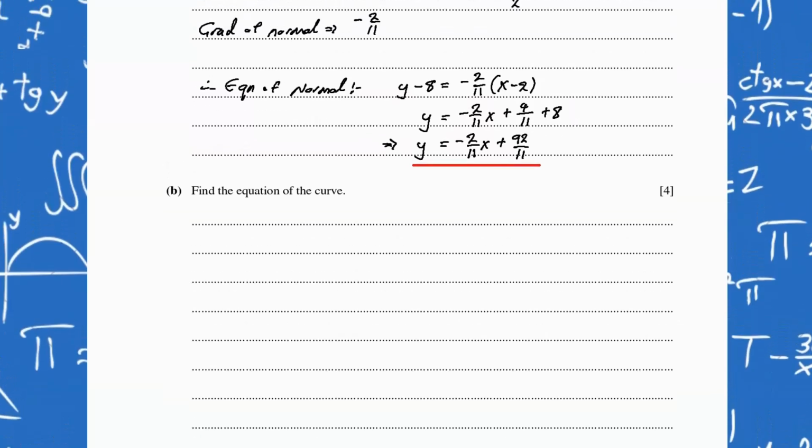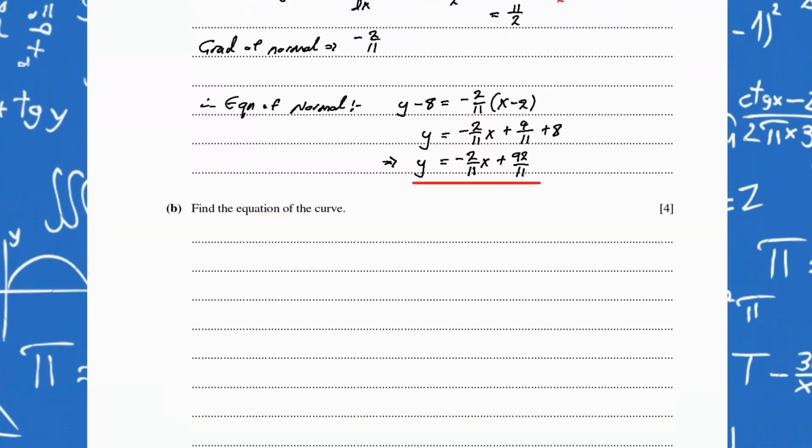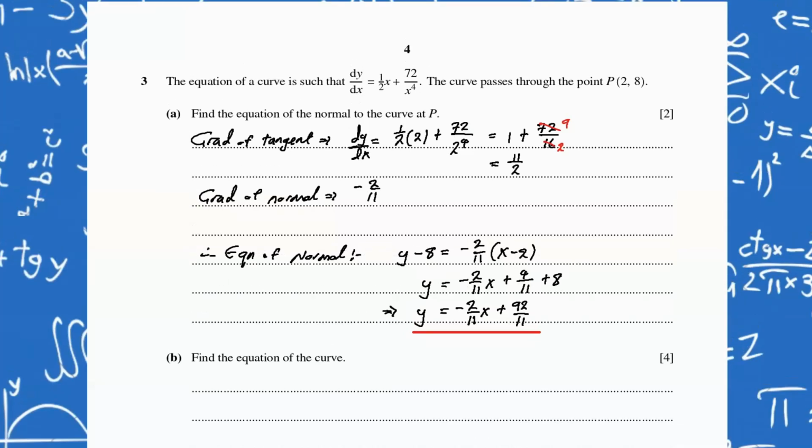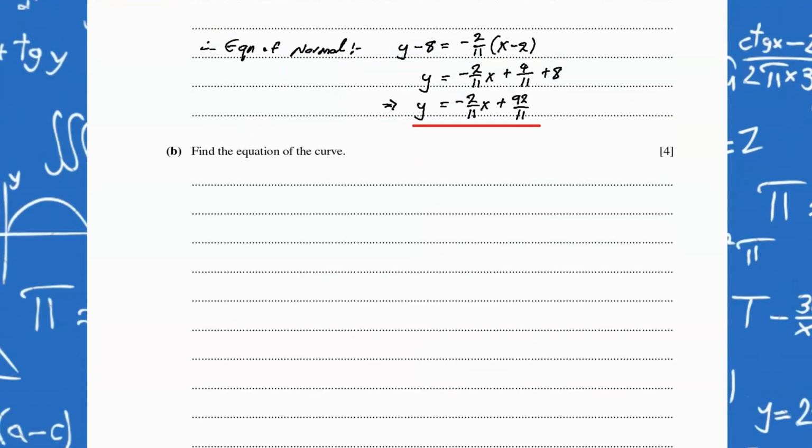Now in part B they say find the equation of the curve. We have been given dy by dx right here, so I'm going to place it here. This is what we've been given for dy by dx, which means that to get y, we will integrate it. So that's the integral of half x plus 72 x to the minus 4 with respect to x.